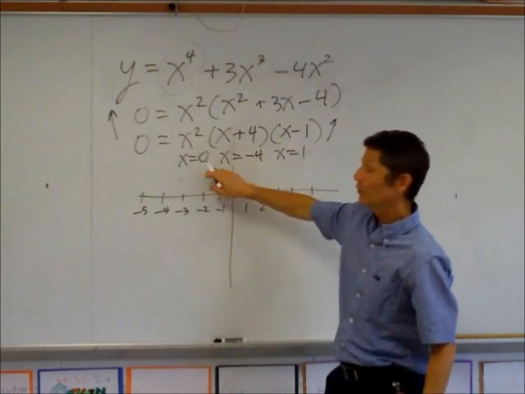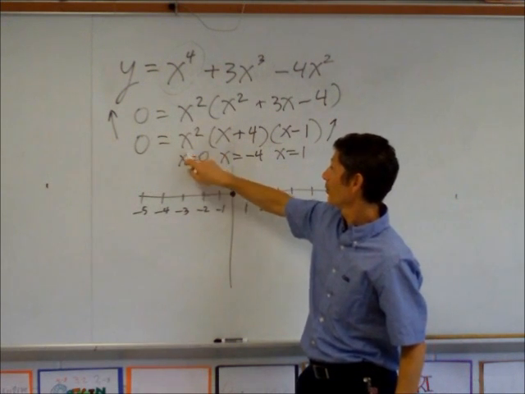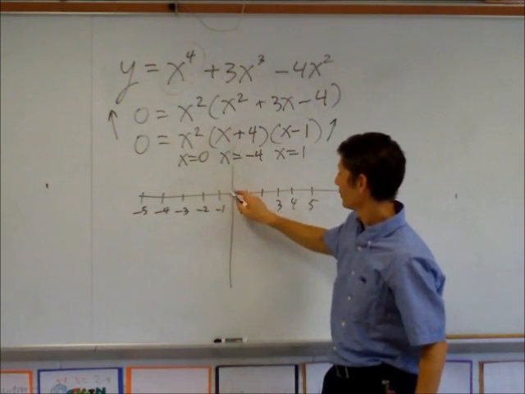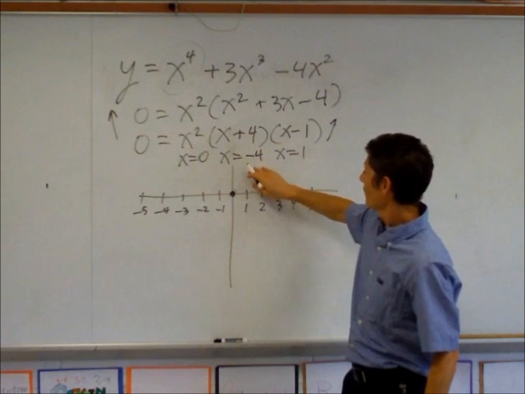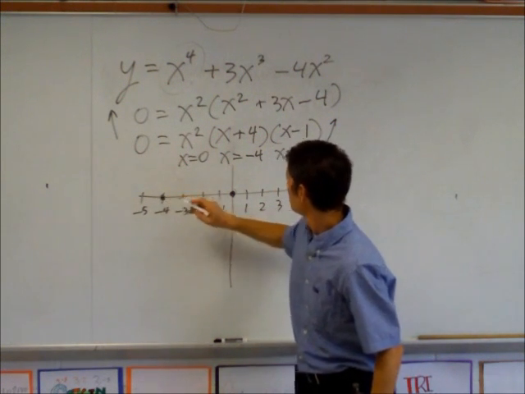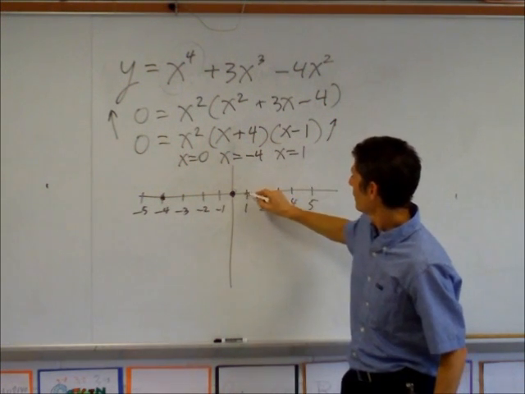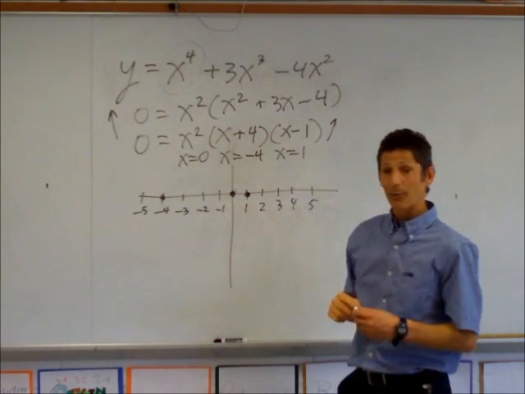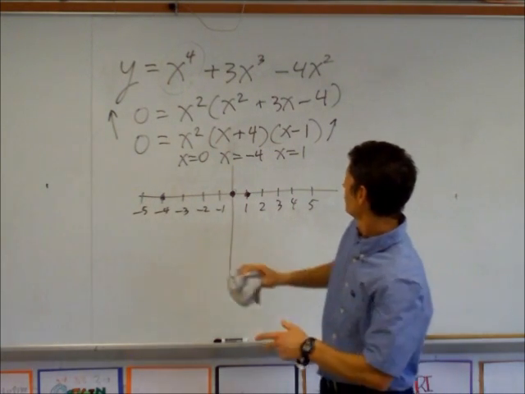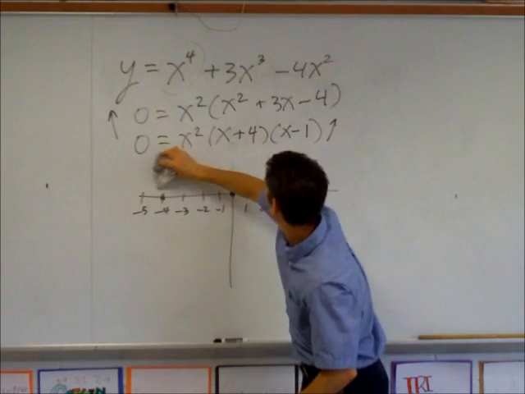0. I'm going to use Ms. Stewart's trick. That is a double root. It's an x squared. I'll use your little circlet trick. I have negative 4. That's a root. And I have 1. That's a root. I'm going to get rid of some of this stuff. So those are my 3 roots.